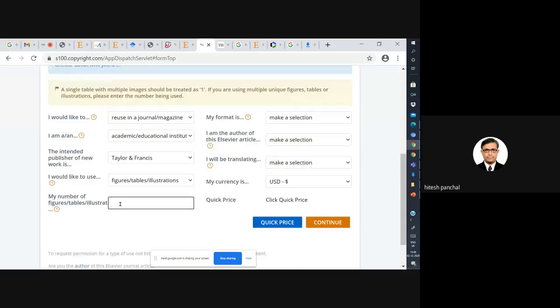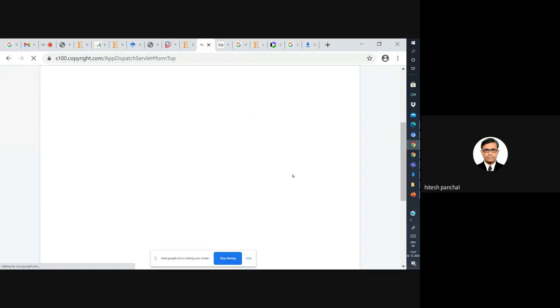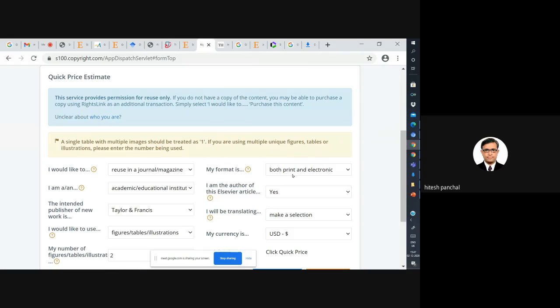Then the figure number means, if you add that figure into your publication, in your publication the figure number will be 2, 3, whatever. Suppose the figure number will be 2 in my research article. My format is both print and electronic. If I am the author of Elsevier and the author of the same article, then also I have to apply for the permission. Without permission, I can never reuse any paper or any figure.